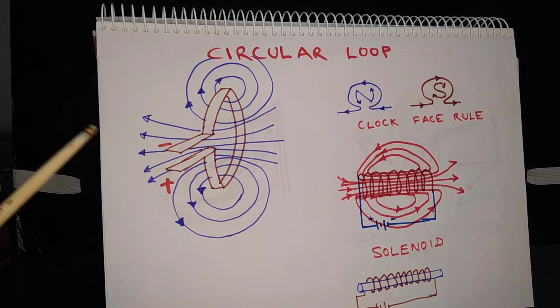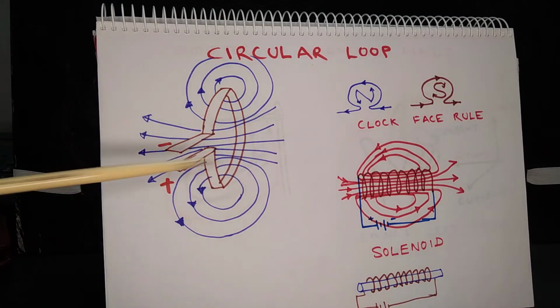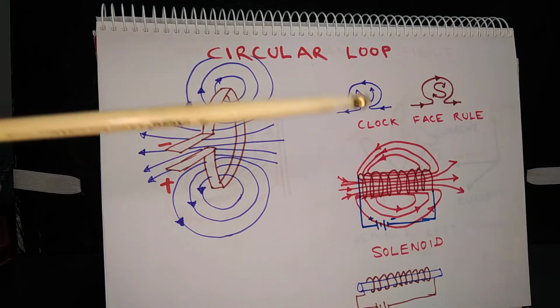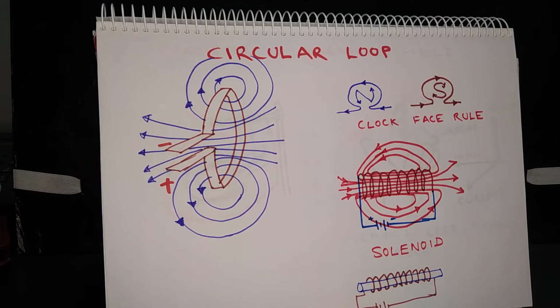Okay. At the center of the loop, the magnetic field lines will appear as straight lines, and they will be almost parallel to each other. The magnetic field will be stronger at the center.